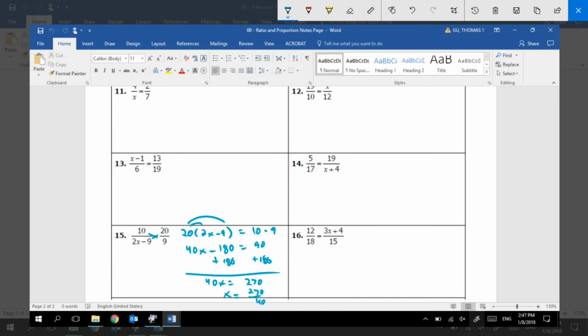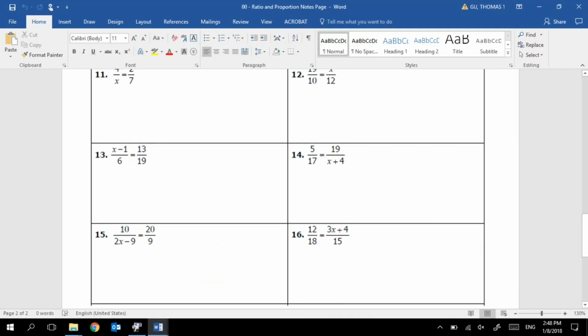And let's reduce. Both of these numbers can be divided by 10. So it's going to be 27 over 4. And you could put it in decimal form if you want to. So if you were to put it in decimal, it would be 6.75. And that's your answer. Alrighty, let's go to the final examples.